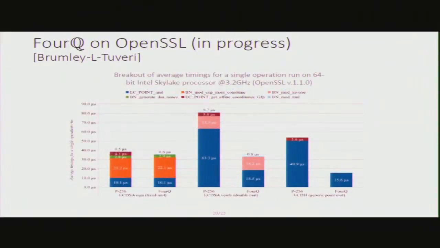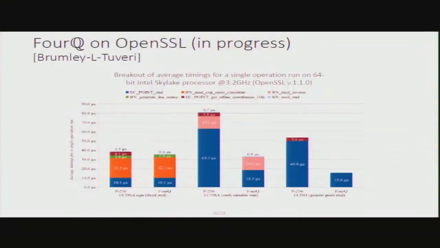Now, here is the breakout of the timings on the same Skylake processor, now focus on P256 and 4Q for ECDSA and ECDH. Here is to show what are the kind of operations that are causing performance issues. And as you can see, the numbers in blue that correspond to the scalar multiplication pretty much make sense. In every case, you see that 4Q is much faster, as it should be.